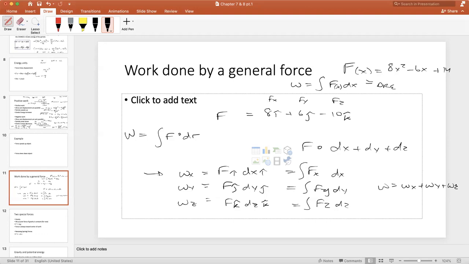So you need to understand that you can take a force that has components in different directions and find the work by dotting it with each of these. This is your dr. Your dr is equivalent to dx plus dy plus dz. So you would end up dotting the component of F with the appropriate displacement and integrating.